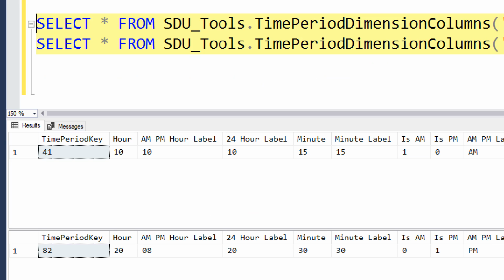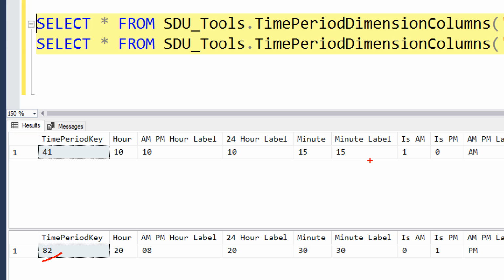In this case, 10:17 a.m. is time period 41 during the day. The hour is 10, the AM PM hour label is 10, and the 24-hour label is 10. Notice as an example also, I've used another time where we've got 82 as the time period, 20 is the hour, 08, 20. So this is something that's in the PM to give you a direct comparison.